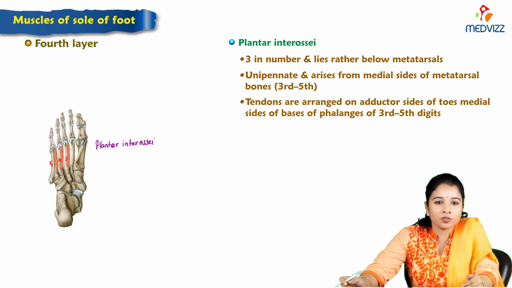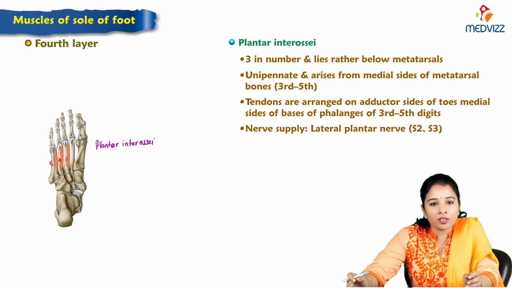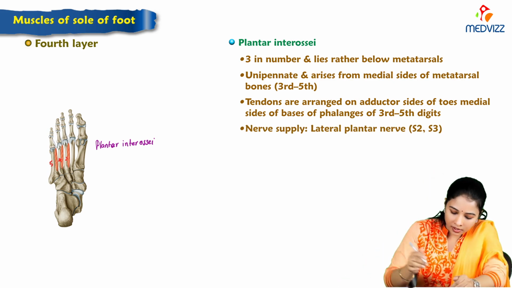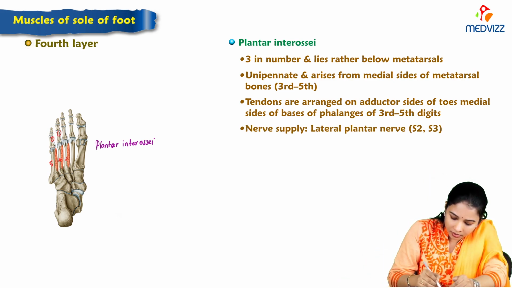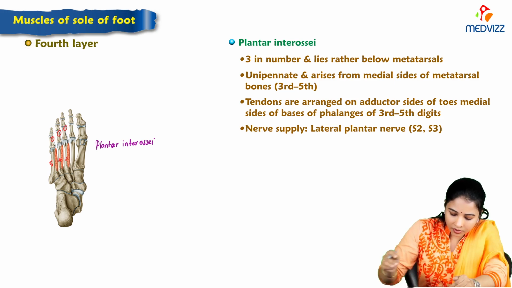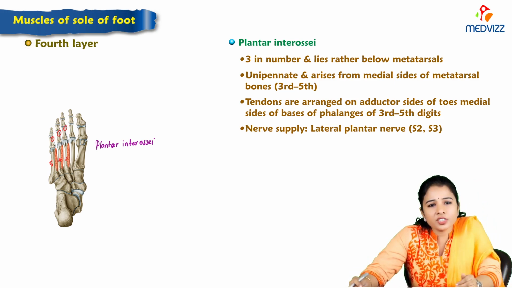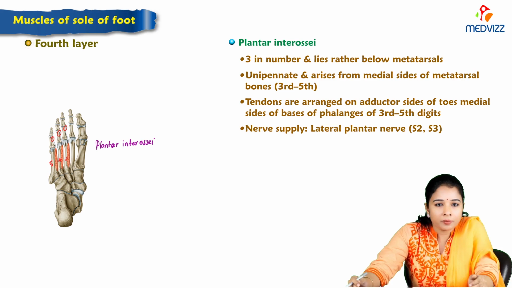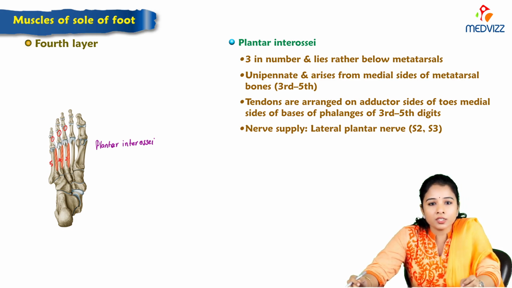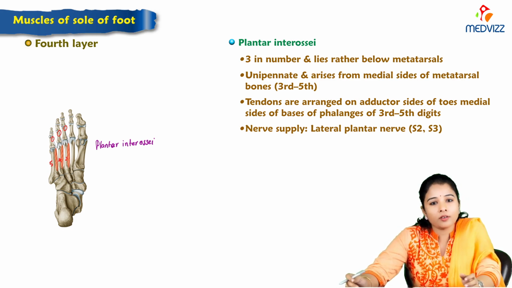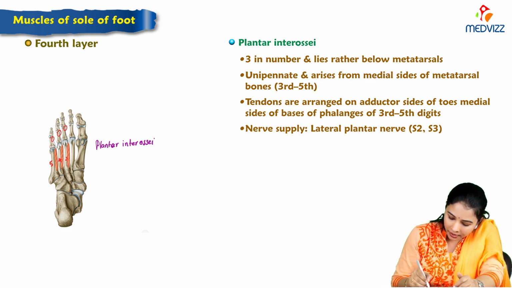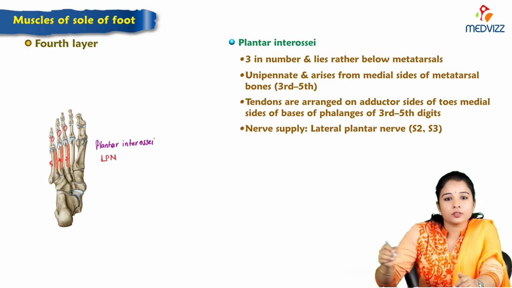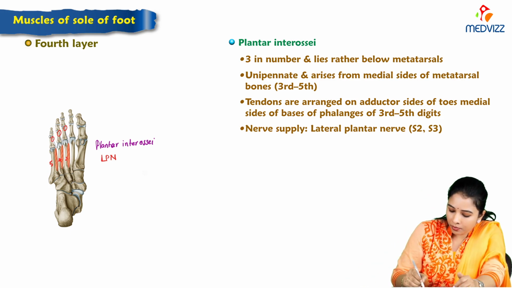Their tendons are arranged on the adductor side of the toes, and get inserted to the medial side of the bases of the phalanges. After their origin, they run towards the medial side bases of the phalanges of the third to fifth digits, and they are all supplied by the lateral plantar nerve, having the root value S2, S3.